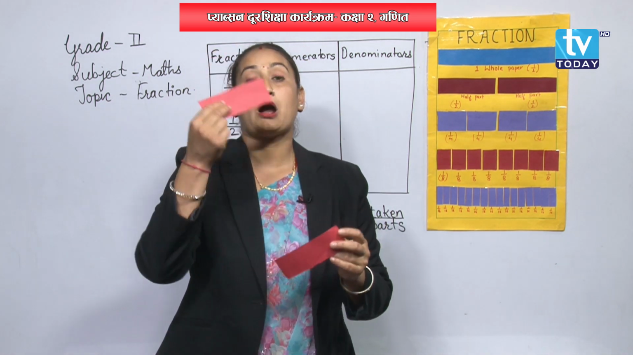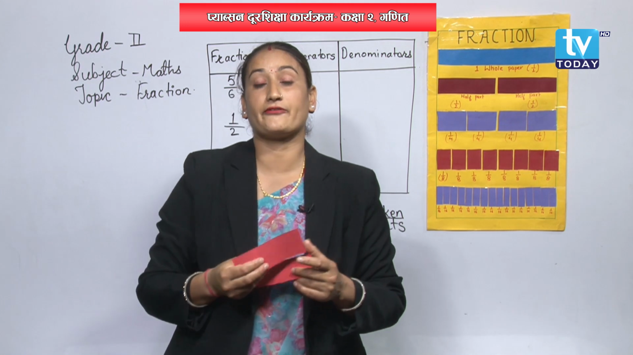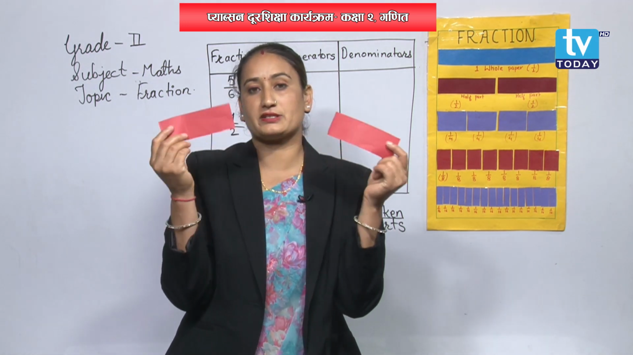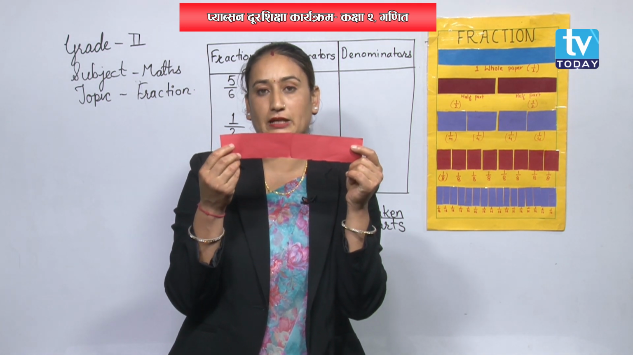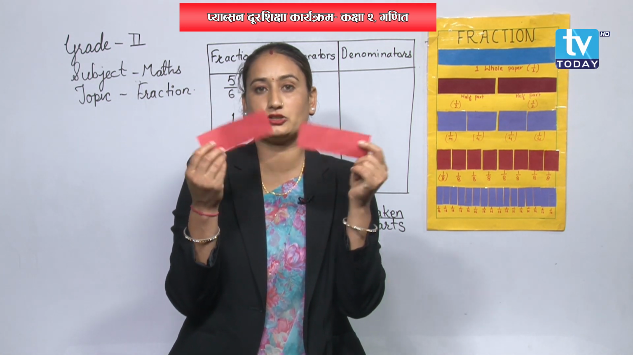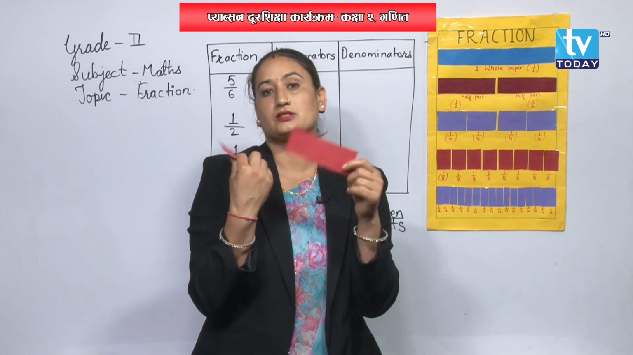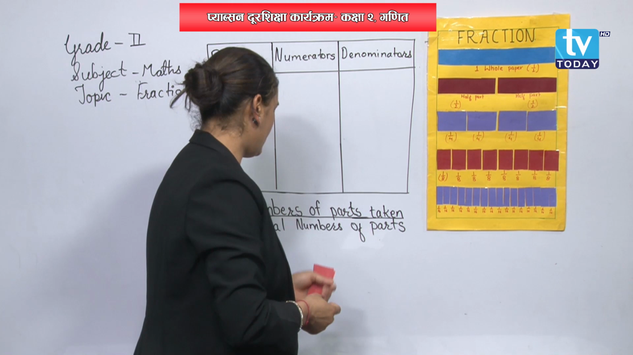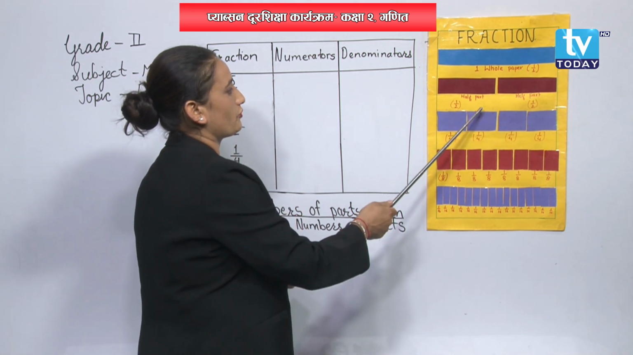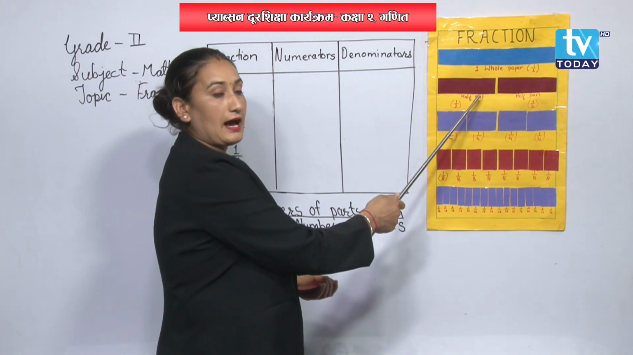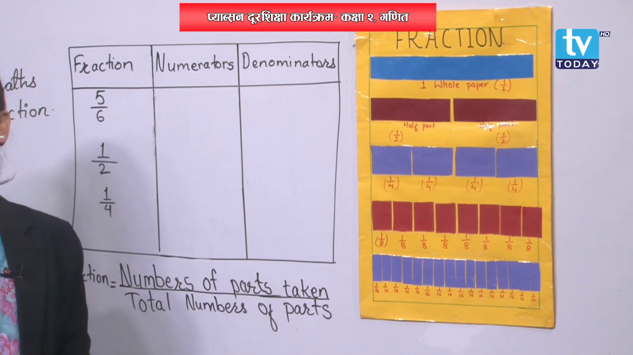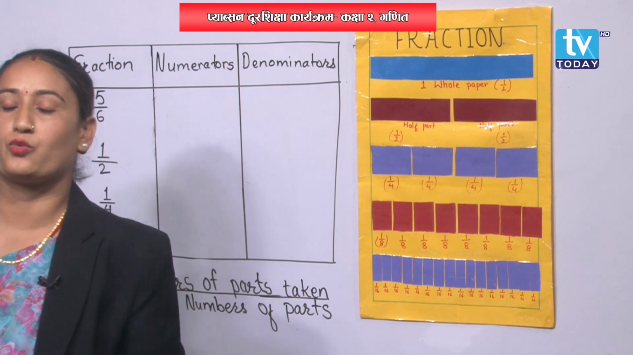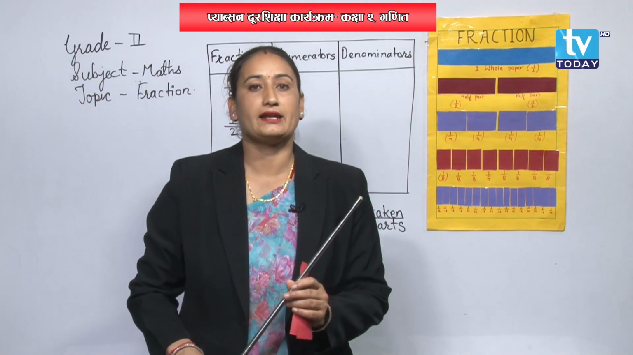So, how to write this first half in fraction form? How many papers were there before? A single paper, and it is divided into 2 pieces, right? So, we have to write it as 1 by 2. 1 by 2 means it's a half. Have you noticed over here? 1 by 2 is a half part, or we can call it 1/2.